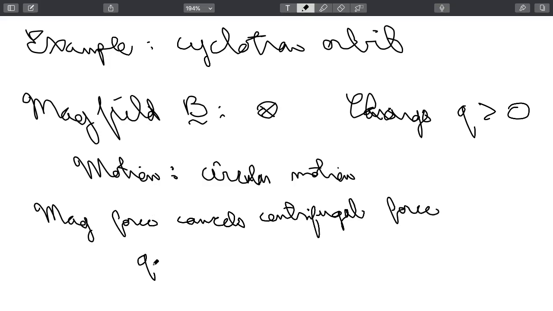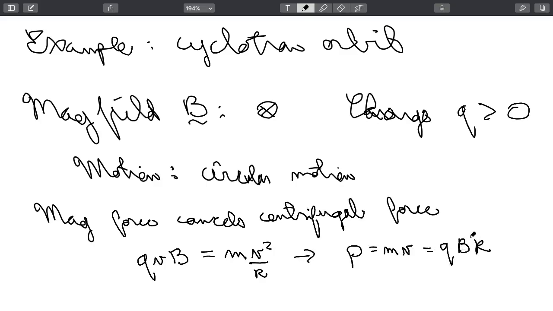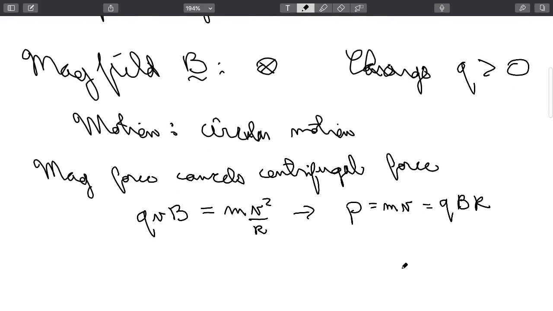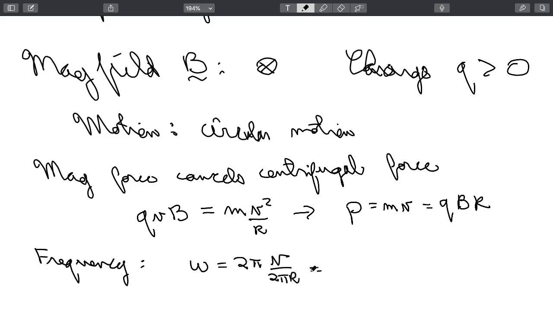So that means that my qvB, the amplitude of the magnetic force, is just mv squared over r. And that tells me that the momentum of the particle, p equals mv, is just qBr. And the cyclotron frequency, the number of orbits you do per second, the angular velocity, is 2 pi v divided by 2 pi r. So that's just qB over m.